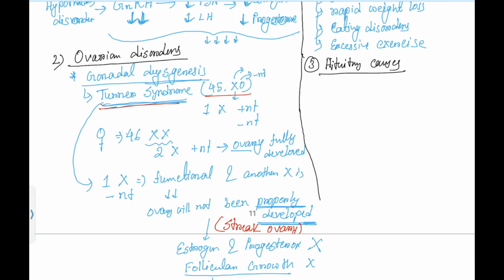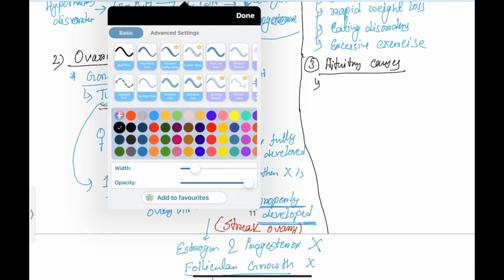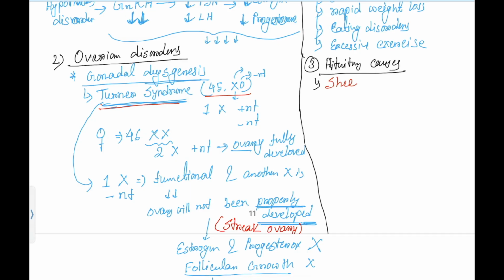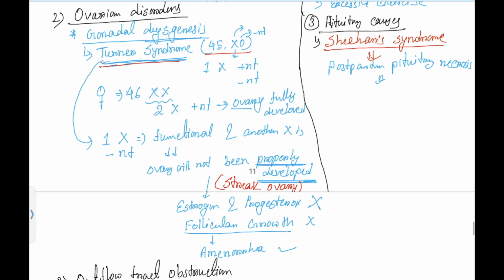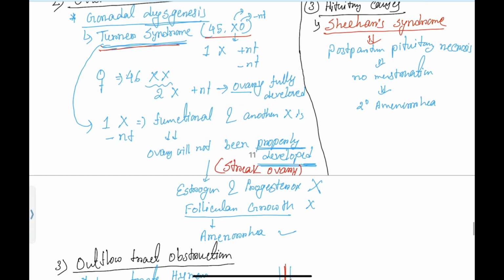Pituitary causes means Sheehan syndrome. We will discuss it in detail in the gynecology portion. Like what is Sheehan syndrome? Sheehan syndrome is postpartum pituitary necrosis. If there is pituitary necrosis, there will be no menstruation. That will lead to secondary amenorrhea. Okay. Now, what other causes can be there?